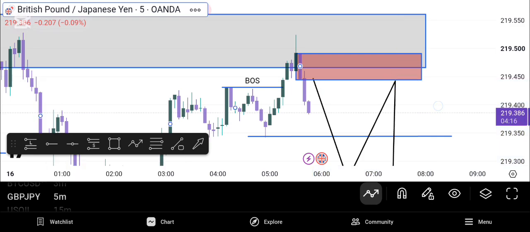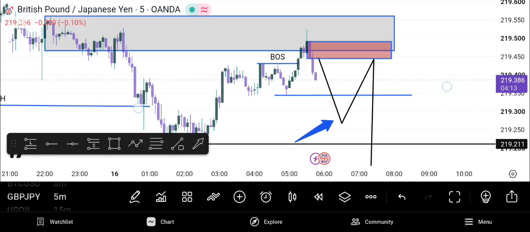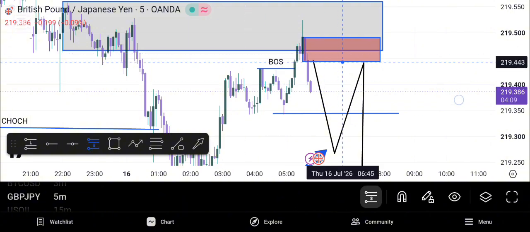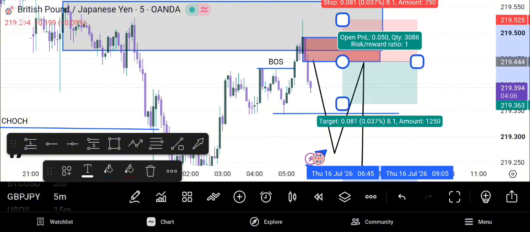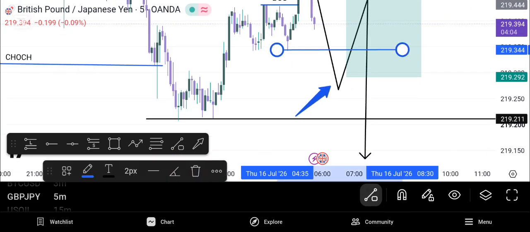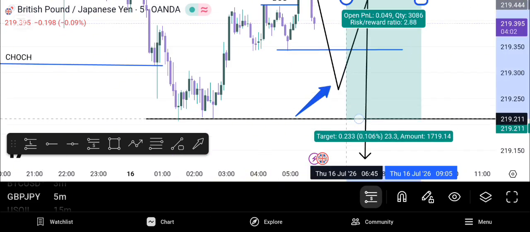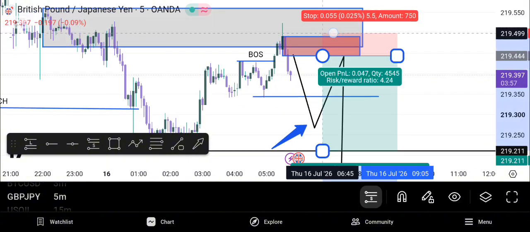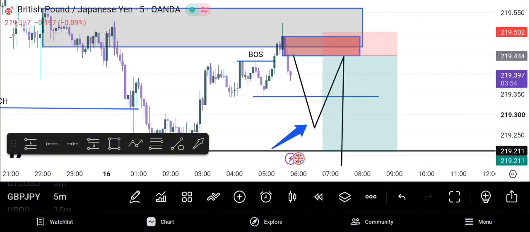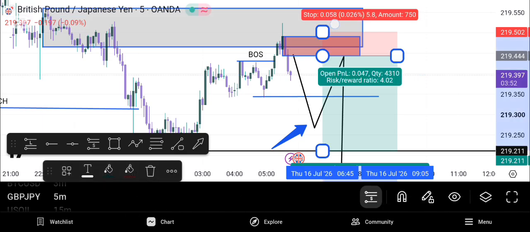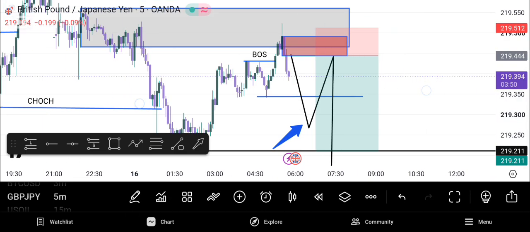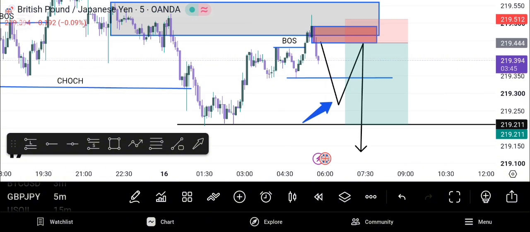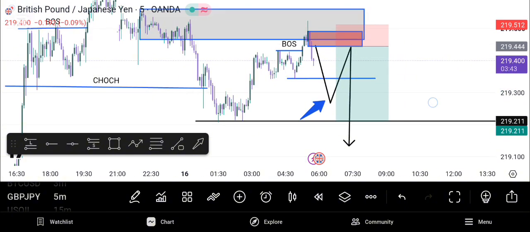So we'll be expecting price to take out that low and then come back into that order block. So this is where we'll be selling the market, right? This is where I'll be selling this market to the downside, and I'll be taking my profits right here on this swing point. So I'll be having about a 1:4 risk to reward ratio, but I'll just put that to 1:3, giving my stop a bit of breathing space. So this is my trade on GBPJPY.